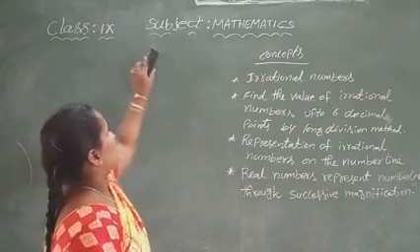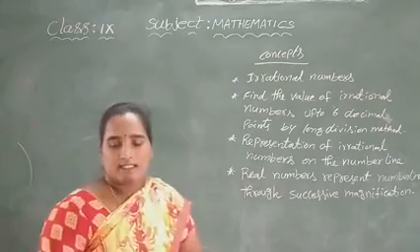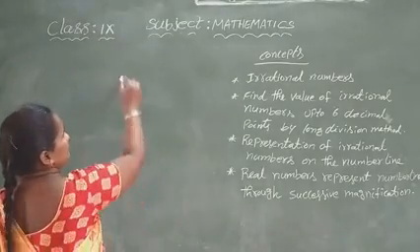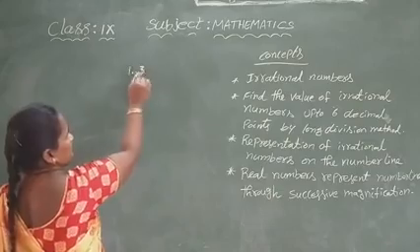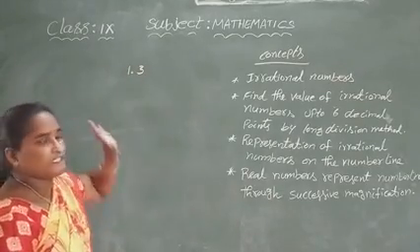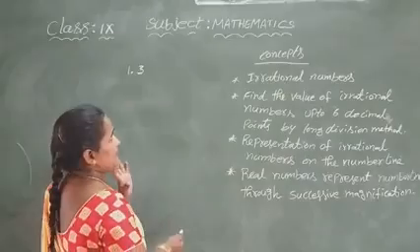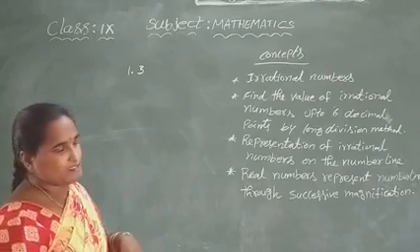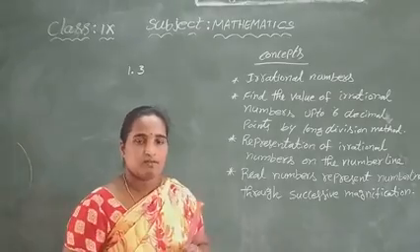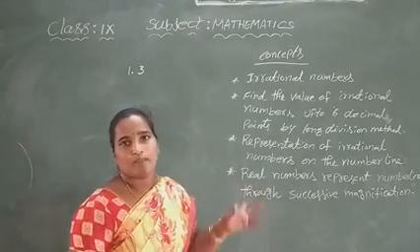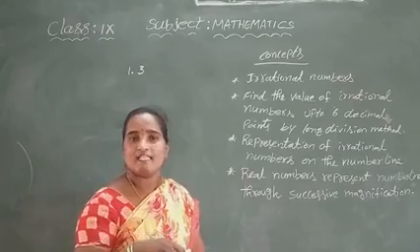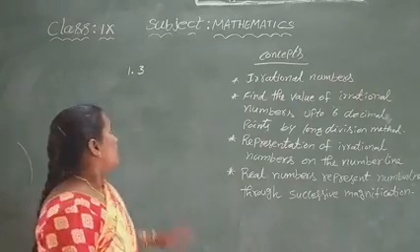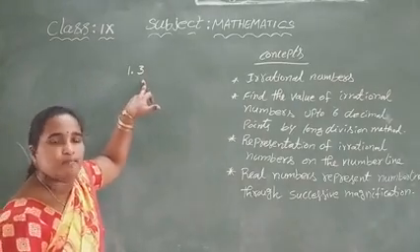types of numbers. Then we discuss p by q form numbers are decimals. For example, 1.3. This is terminating. We already know terminating decimals and non-terminating repeating decimals. Rational numbers are two types. One is terminating decimal, another one is non-terminating repeating decimal. 1.3 is a terminating decimal.